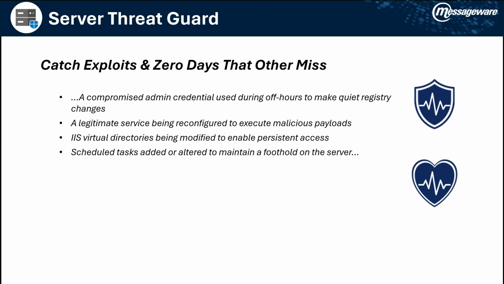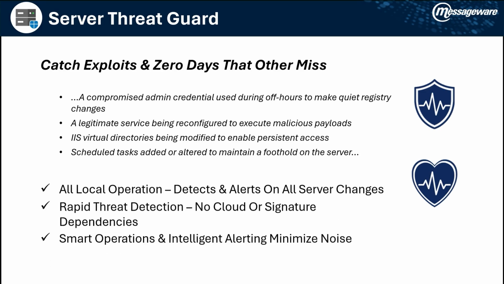Some examples are shown on the screen here. There are many more, but these include compromised admin credentials used to make off-hours changes to the server, legitimate services being reconfigured to potentially run threat-based software, and virtual directories being changed to enable persistent access to your network from the outside. Scheduled tasks being created or altered to maintain an external foothold on the server or servers.